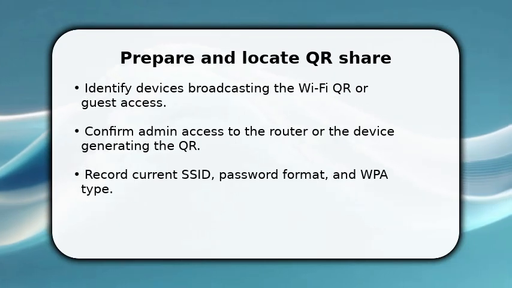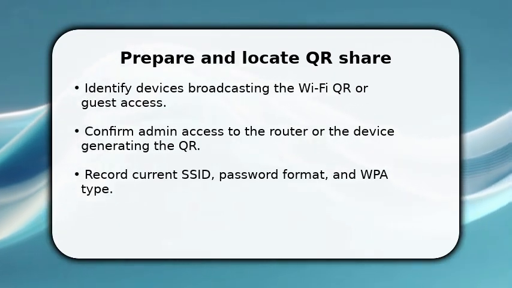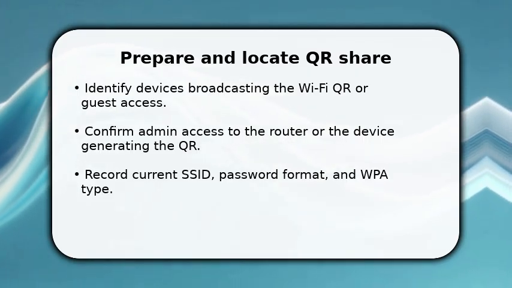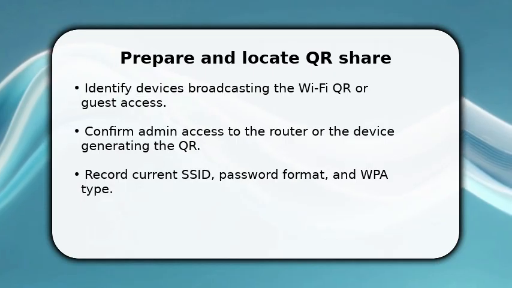Enjoy the video. You start by finding where the QR is generated and why it exists. Check the router admin page and any phone or kiosk that created the code. You need admin credentials to change settings.